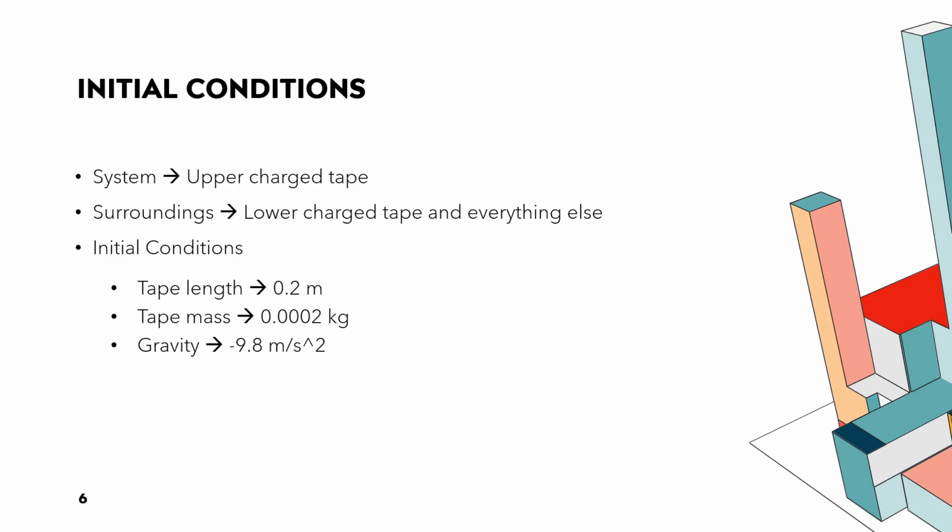So for the models, the initial conditions. The system was the upper charge tape, and the surroundings was the lower charge tape and everything else. And the initial conditions were the tape length was 0.2 meters, the tape mass was 0.0002 kilograms, and gravity was the normal negative 9.8 or negative 9.81 meters per second squared.